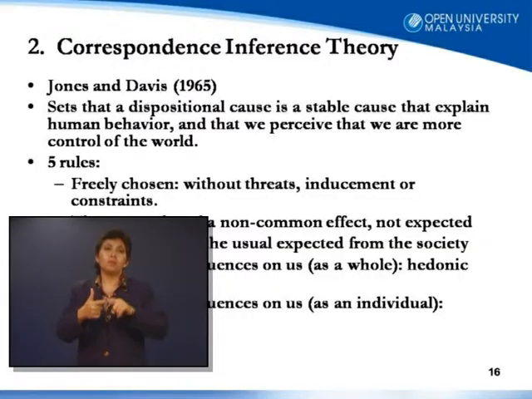Now the second one is the correspondence inference theory. This was developed by Jones and Davis. They said that a dispositional cause is a stable cause that explains human behavior, and that we perceive that we are more in control of the world. So because you want to find causes for things that have happened, it is actually a very stable cause.